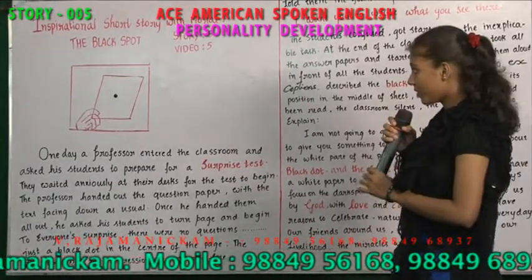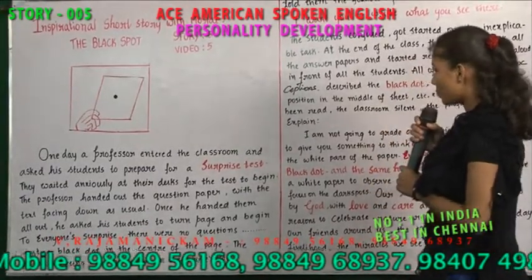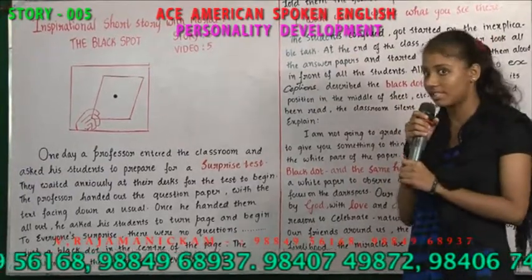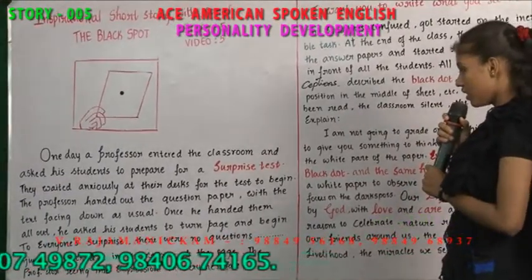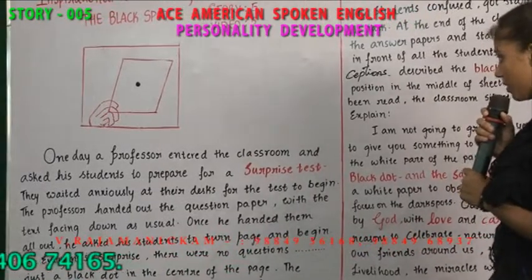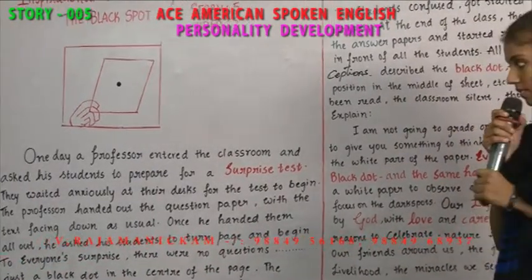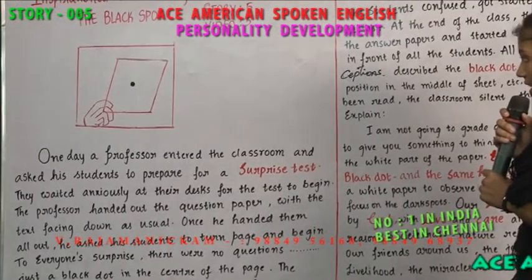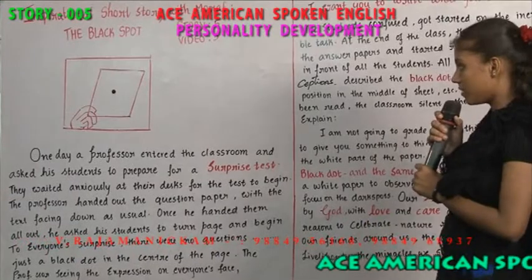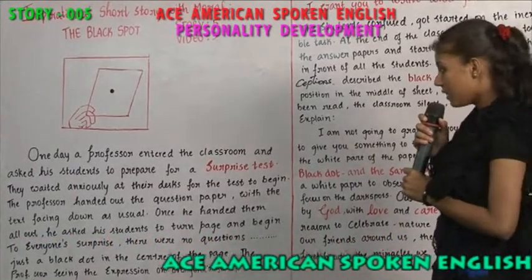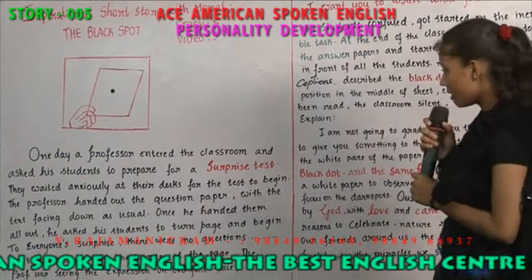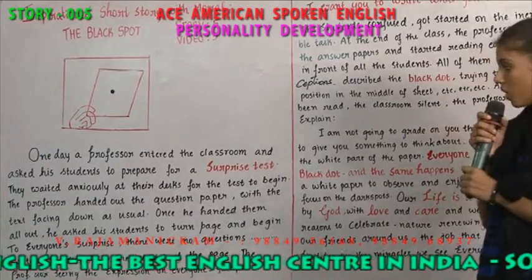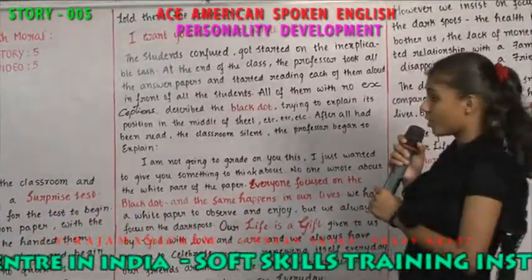The black spot. One day, a professor entered the classroom and asked his students to prepare for a surprise test. They waited anxiously at their desks for the test to begin. The professor handed out the question paper with the text facing down as usual. Once he handed them all out, he asked his students to turn the page and begin. To everyone's surprise, there were no questions, just a black dot in the center of the page. The professor, seeing the expression on everyone's face, told them the following: I want you to write what you see there.